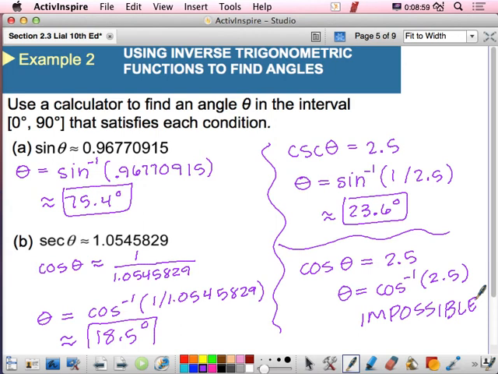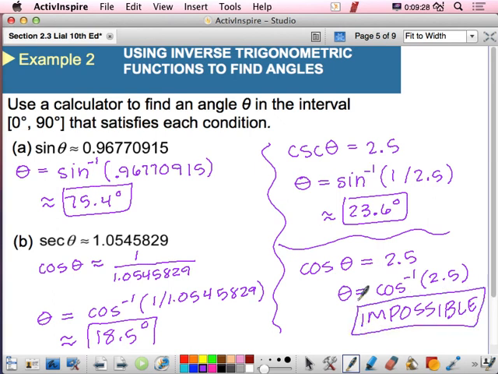Negative 1 to 1. So if you try to get your calculator to give you an angle that has that cosine value, that's never going to work because cosine and sine have to be between negative 1 and 1. That's the nice thing, your calculator does know that. So if you get no solution in a problem, it's because that's an impossible situation. Cosine can't have a ratio of 2.5. It has to be between negative 1 and 1.